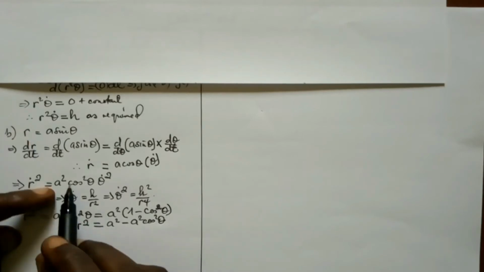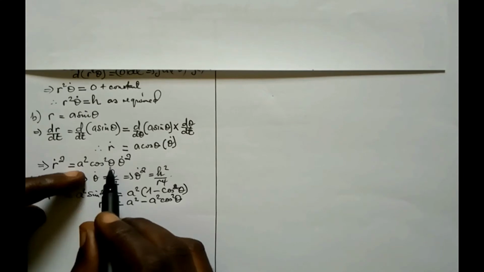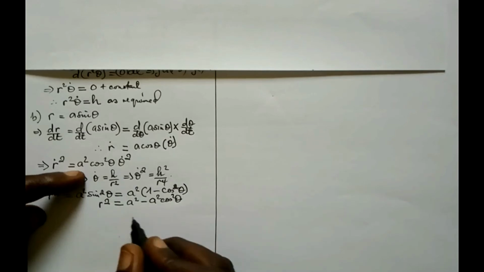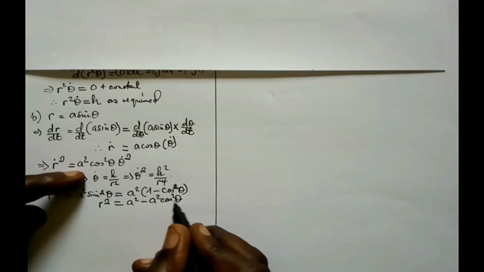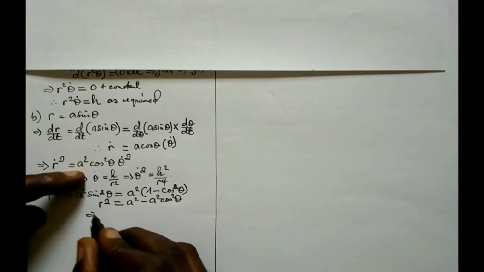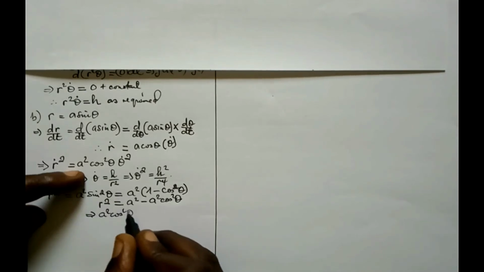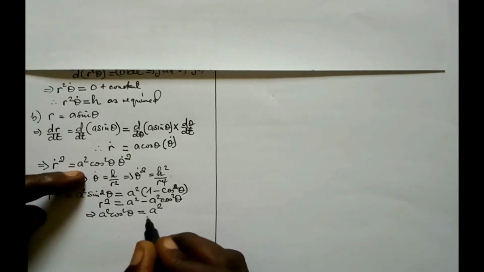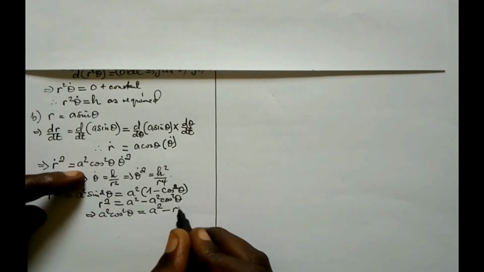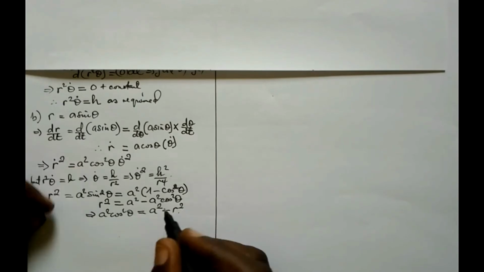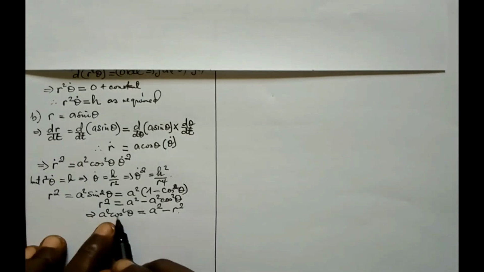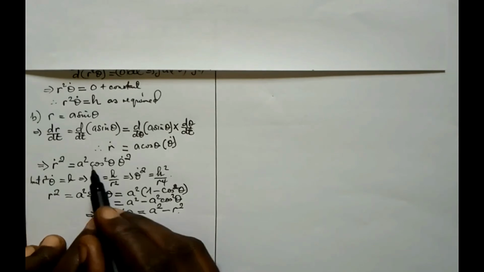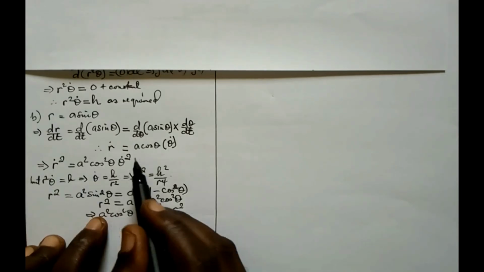The expression a squared cos squared theta is already in a statement that I am struggling to improve and get the proof. So I will simply make a squared cos squared theta the subject here, which should be a squared cos squared theta. If I send it this way, it will become positive. Then I maintain a squared and send r squared the other way, so negative r squared. And so I have replacements already for a squared cos squared theta, which is here, and then theta dot squared.